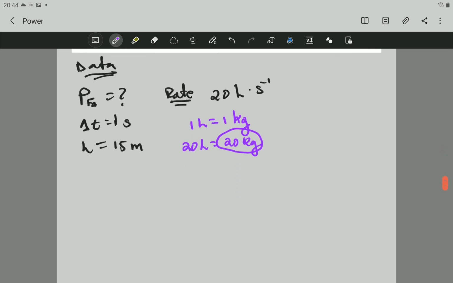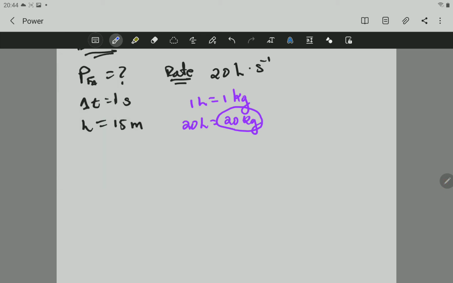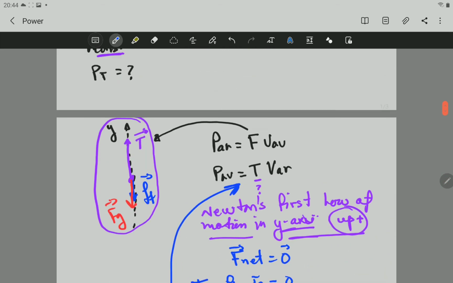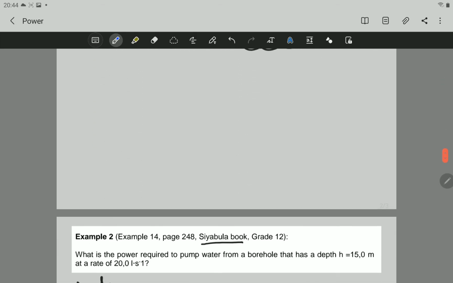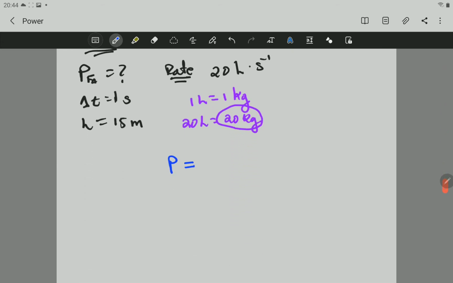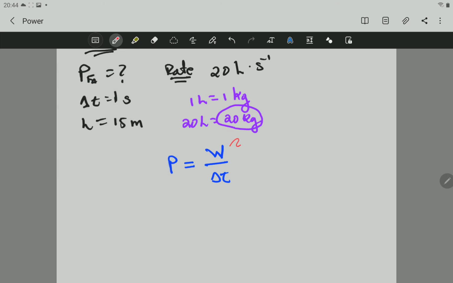Okay, so now let's write down the formula to calculate power. Remember, we have two formulas from the beginning. We are going to select the first one, the definition of power. It might be easier to use that one in this situation. So power is the rate at which work is done. But now there is a small problem here. We do not have the work, so we don't know the work.